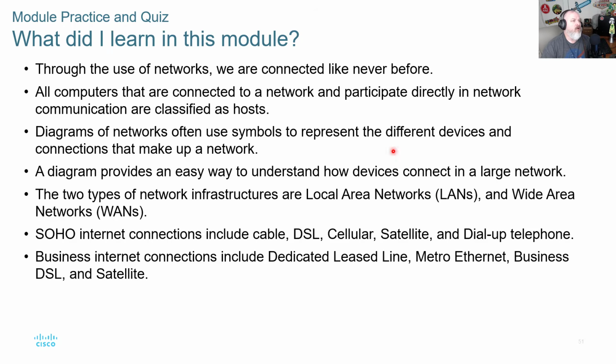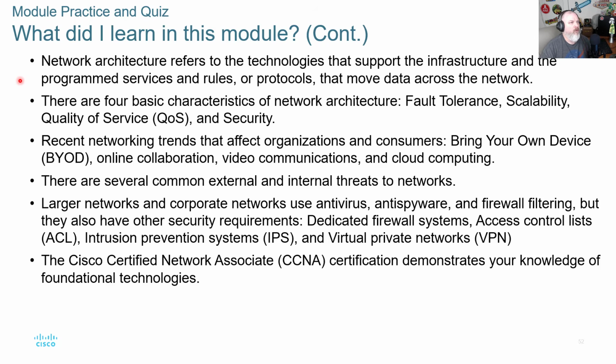All right, so what did we learn in this module? We learned that through the use of networks, we're connected like never before. All computers that are connected to a network and participate directly in network communication are classified as hosts. We learned that diagrams of networks often use symbols to represent the different devices and the connections that make up the network. A diagram provides an easy way to understand how devices connect in a large network. The two types of network infrastructures are local area networks, LANs, and wide area networks. SOHOs, small office, home office, DSL, cellular, satellite, business internet connections. Network architecture refers to technologies that support the infrastructure and programmed services. The four basic characteristics of a network architecture are fault tolerance, scalability, quality of service, and security.